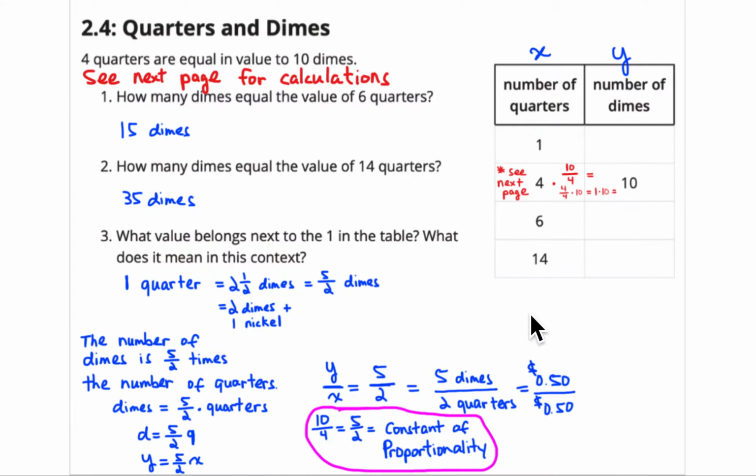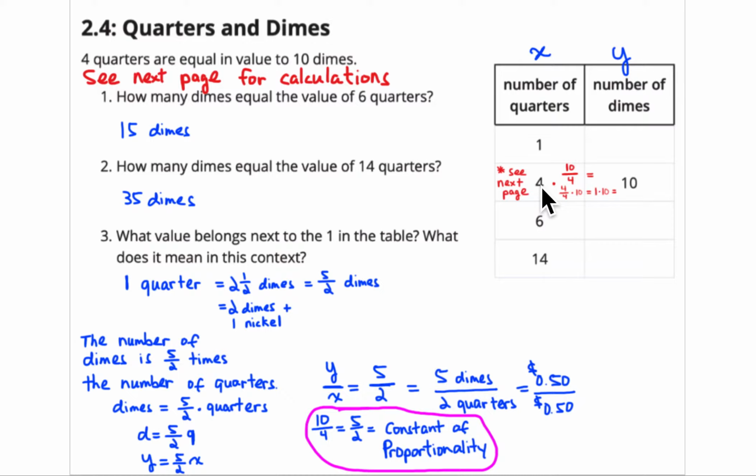All right. The fourth activity. If you have 4 quarters, that is the same as 10 dimes. It's the same amount of money as 10 dimes. So the constant of proportionality is 4 times 10/4. You divide that 10 divided by 4. 4 times what factor equals 10? Well, 10 divided by 4 is equal to that factor, or 4 times 10/4 is 10.